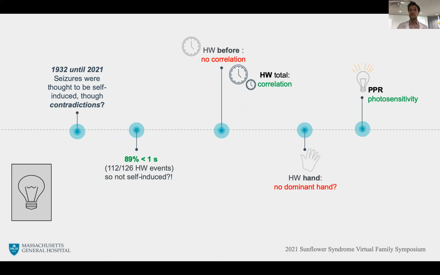We have also looked at different things. The hand waving activity before and hand waving activity in total correlated with the abnormal activity of the brain. And it's very interesting that these data also suggest that it's not self-induced. If we then look at the hand waving hand or the dominant hand, we are not able to clearly correlate this. This warrants further study. And again, with the PPR, we could say, indeed, it's a photosensitive epilepsy, and this can make it easier for future studies to focus on treatment options.